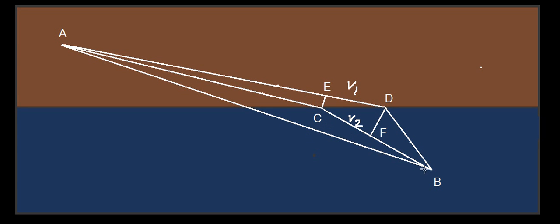Since C and D are very close to each other, the distances of C and E from A are the same, so AE equals AC. Therefore, the times taken to travel on the same medium are the same. So the time taken to move from A to E and from A to C are both the same. These two are equal.